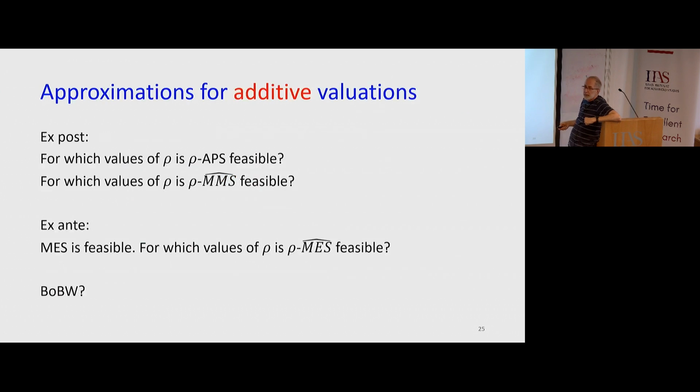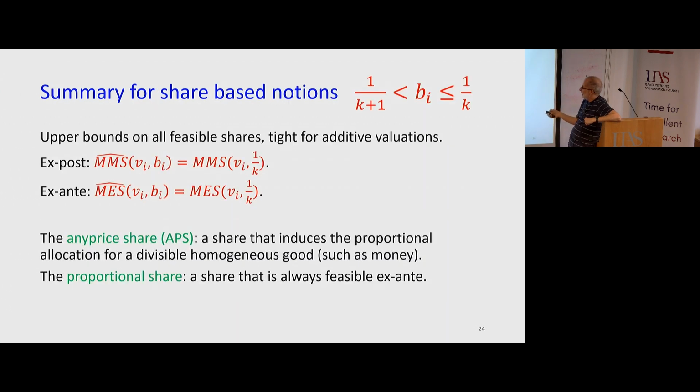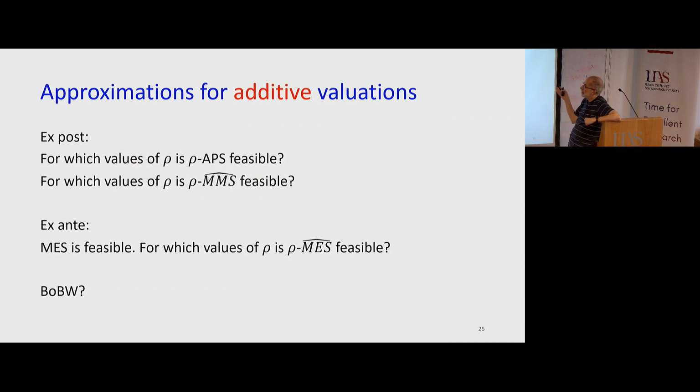So now we shift just to additive valuations. The share notions that we saw here, except for the proportional share ex ante, are not feasible. So we look at approximations, and the approximation ratio that you get depends on the class of valuations you look at. And we look only at what's considered the canonical class of valuation functions that people look at, additive valuations. And we ask what kind of approximations we can get.